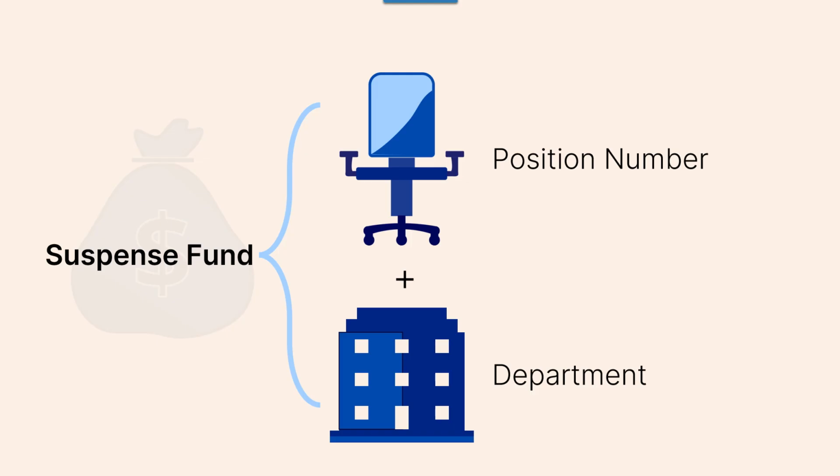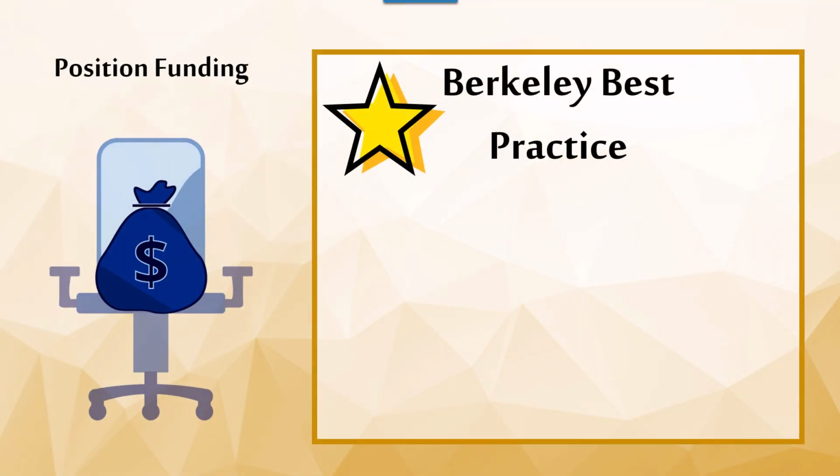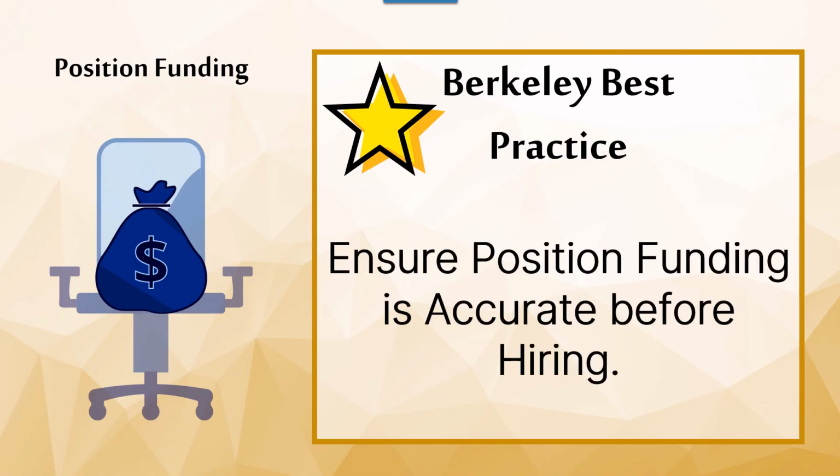That could mean several additional transactions must be submitted in UCPath to ensure the position is properly funded, both historically and moving forward. Best practice: before filling a position, review the position's funding and make sure it is accurate and up to date. If it isn't, update the funding prior to filling the position.